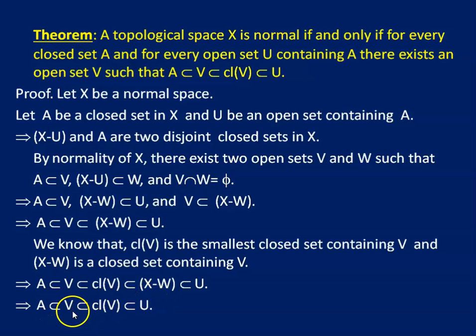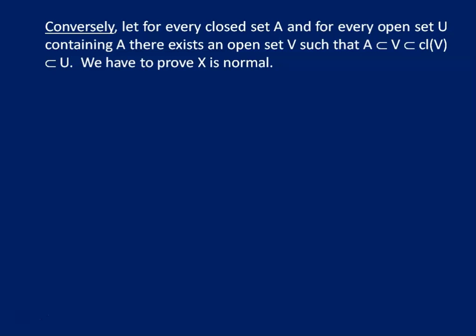So we have A is a subset of V, is a subset of closure of V, is a subset of U. This is one way of the proof. To prove the converse, let for every closed set A and for every open set U containing A, there exist an open set V such that A is a subset of V, is a subset of closure of V, is a subset of U.